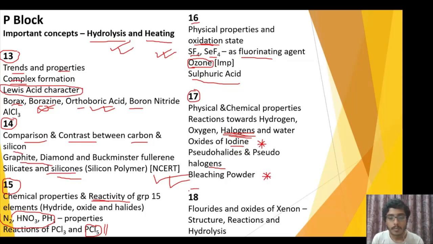Okay, next is group 18. From here, mainly the fluorides and oxides of xenon are asked. How are they prepared? The structure of these compounds, xenon oxides and xenon fluorides. And finally, the hydrolysis reaction. There are 4 or 5 reactions given in NCERT. You must be aware of them. In fact, I've told you at the beginning that hydrolysis and heating reactions for the P block elements are often asked. For heating reactions, they give you options of 4 gases, and you have to identify which gases evolve when this particular compound is heated.